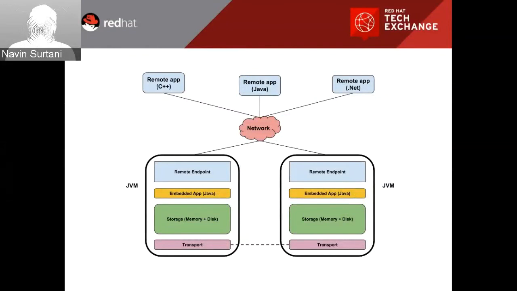I don't know if you guys can see the words here, but if you can see my mouse pointer, basically you can have remote applications that are written in different languages, whether it's C++, .NET, or Java. They use a specific protocol, which I'll discuss in the next slide, to talk to your cluster. And using that, you can perform operations.